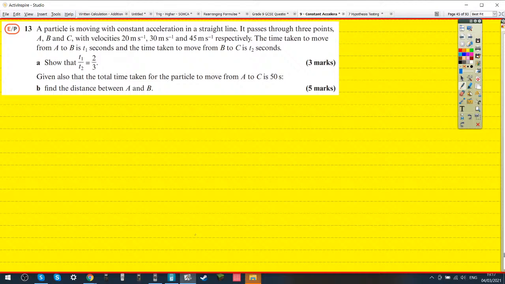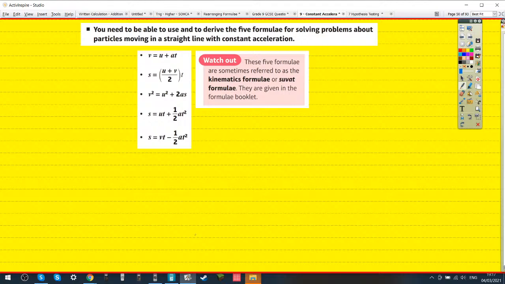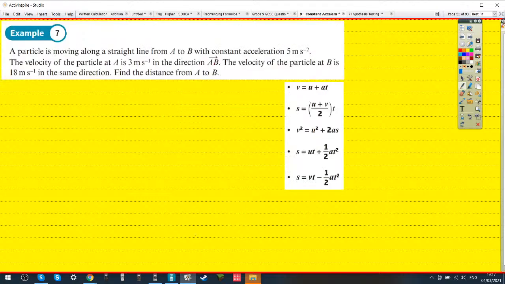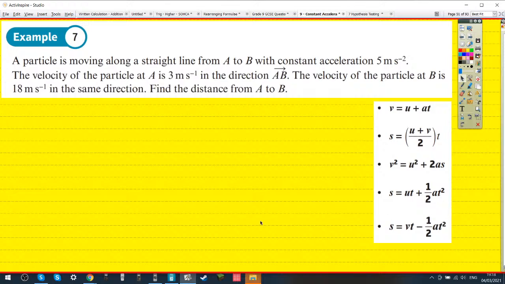From A to C is 50 seconds. I put them all together, but in total there's 5 different suvat equations. Okay, so this one, let's see, 3 things you know, 1 thing you need. We know the constant acceleration, or the acceleration is 5. So we know the initial velocity, which is 3, and the final velocity, which is 18. We're trying to find the S.